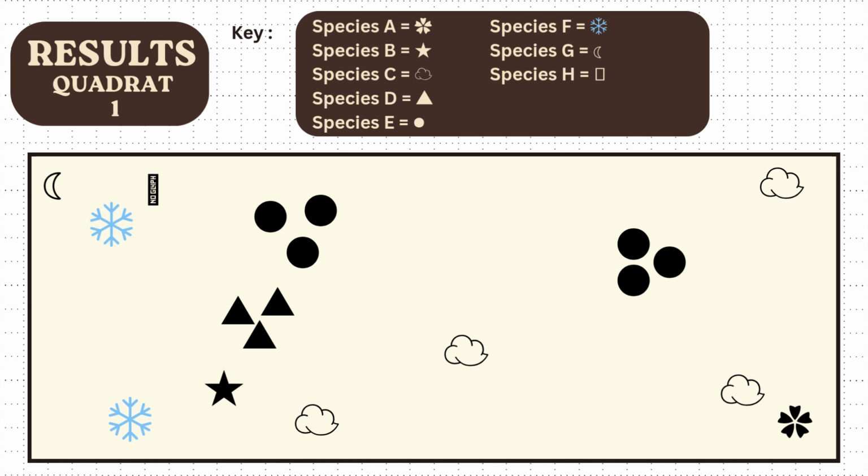Next is the result of quadrat 1. In this quadrat, we can observe the distribution of 8 different species. Some species are widely spread, like species B, and some are in small groups, like species C and species E, and others are very rare, with only one individual, which is species E, G, and H.